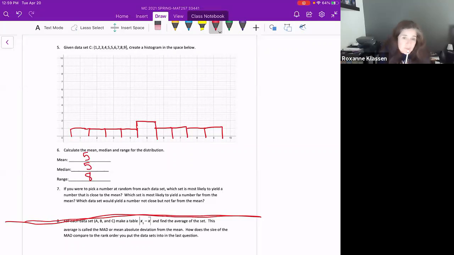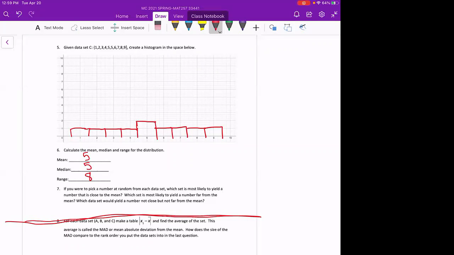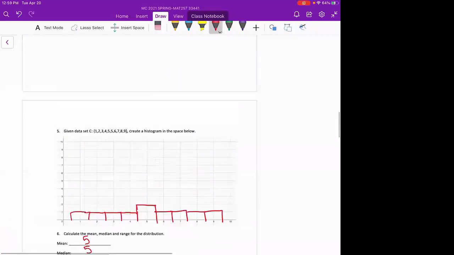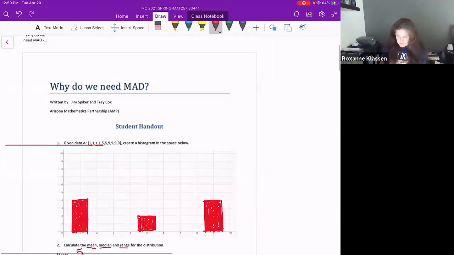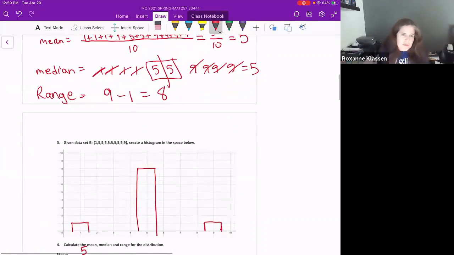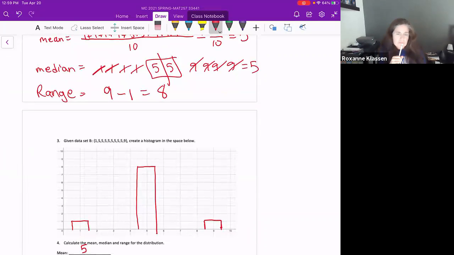Yeah. Do you see why we need measures of spread? These 3 data sets looked very different. But if I said, oh, the mean was 5, you'd have been like, okay, so what does it look like? Oh, the median was also 5. Okay, and the range was 8. So all these data sets are exactly the same, right? No, they're not. They don't look anything alike. Their spread is nothing alike.